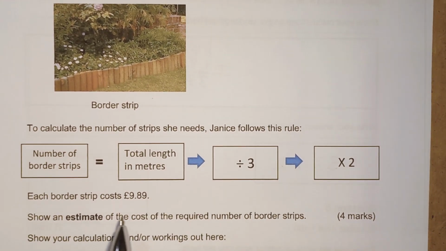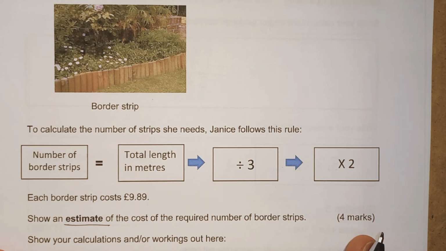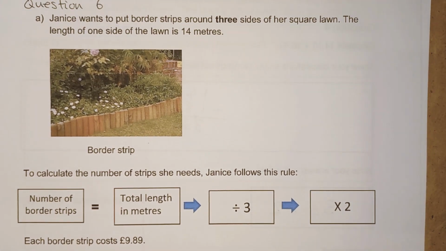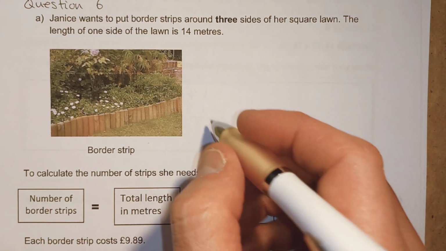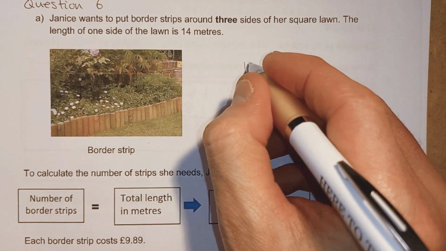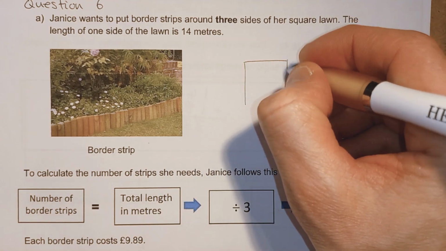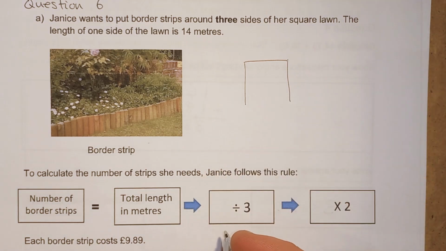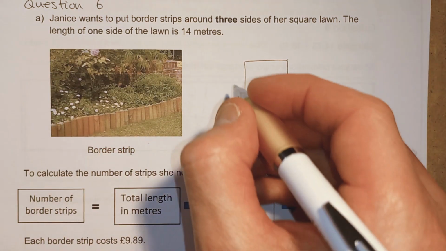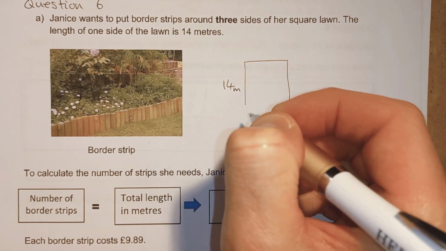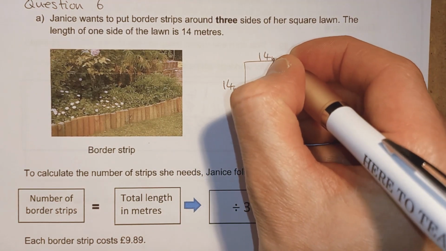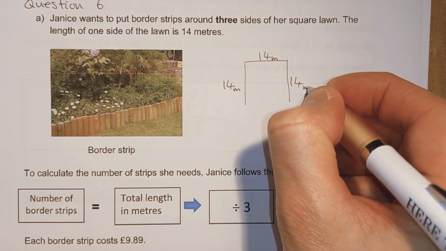And we're told that each border strip costs £9.89. Show an estimate of the cost of the required number of border strips. Show your calculations and/or workings out here. Right, well, let's go back to this bit. So you've got a square lawn, and she wants to put strips around 3 sides of it. So I'm just going to draw 3 sides of this lawn. And one side is 14 metres. Well, if it's square, this side must also be 14, and so must that side.